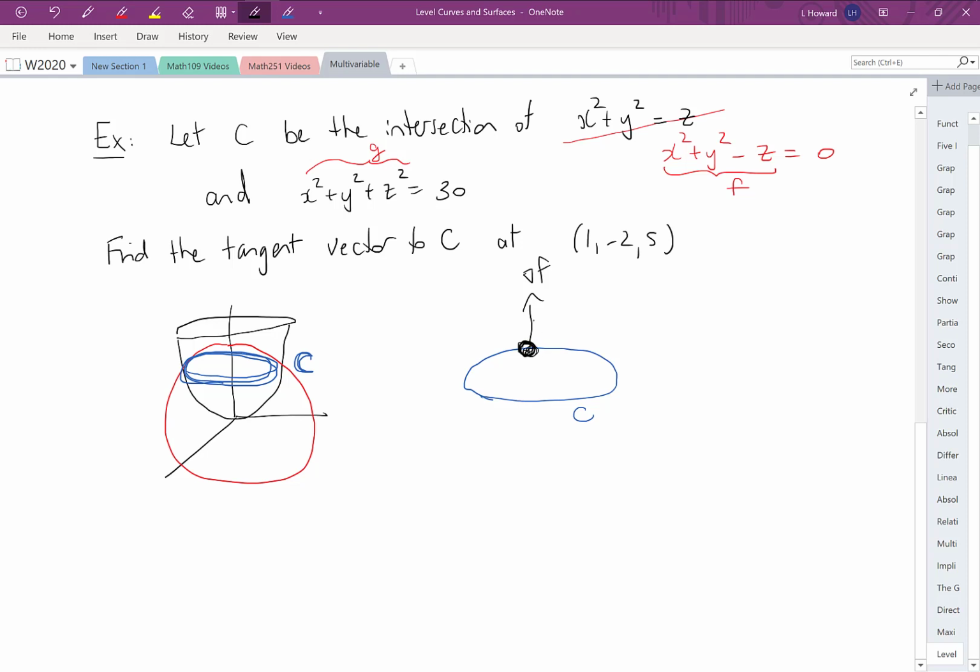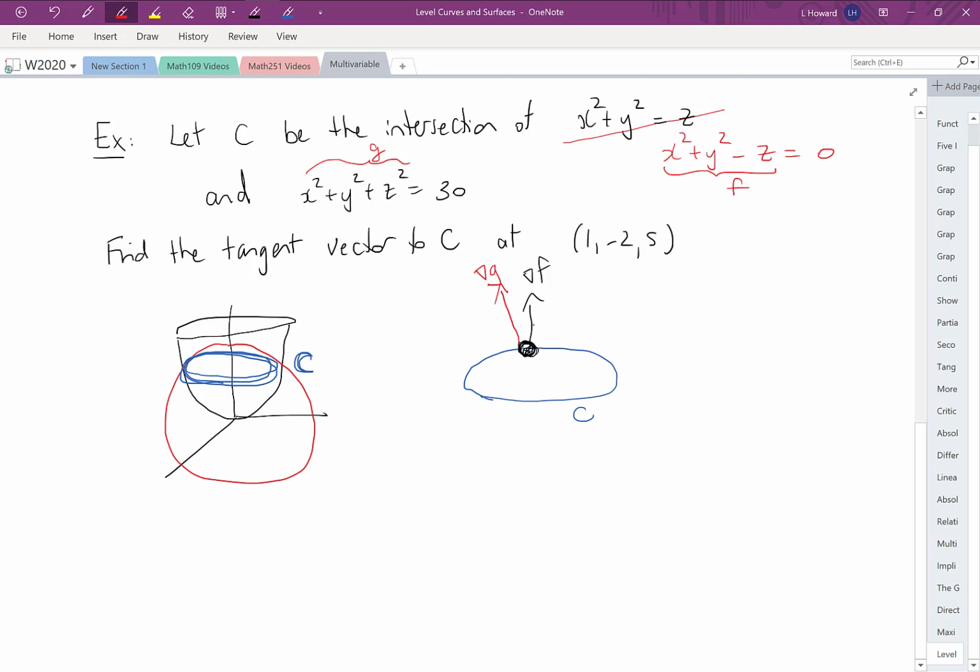So the gradient of f is going to be perpendicular to our curve C because C lies on the paraboloid, and the gradient of f is going to be perpendicular to the paraboloid. Now at the same time, the curve C lies on the sphere. So it's also true that the gradient of g is perpendicular to our curve C because the gradient of g is perpendicular to points on the sphere, and C lies on that sphere.